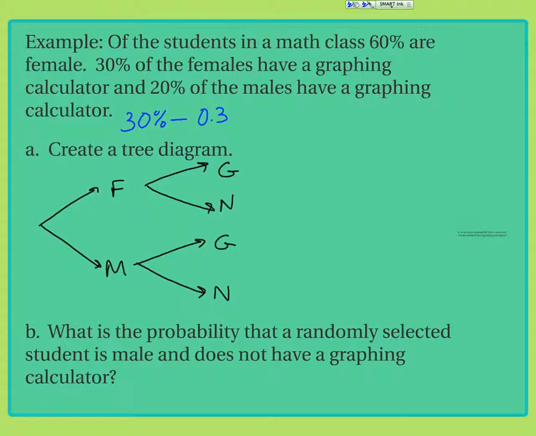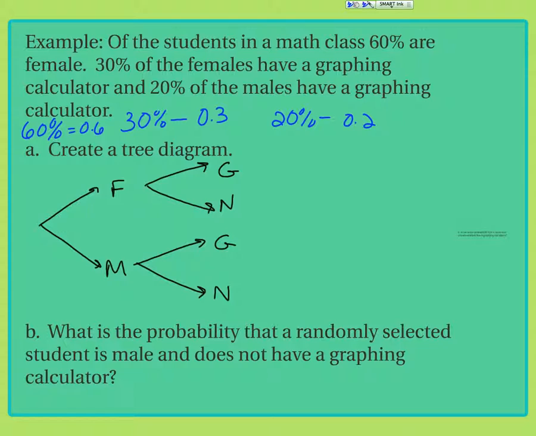But again, you could do 30 over 100, right? And I forgot 60, that was first. So 60% then is 0.6, and 20% is 0.2. So use those or use fractions, does not matter to me.